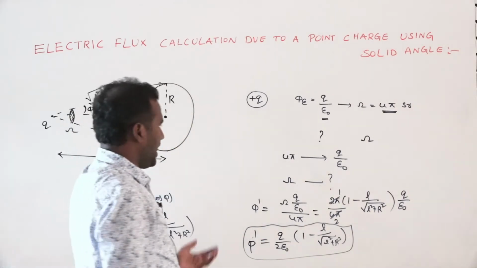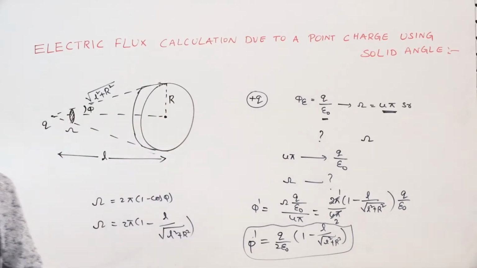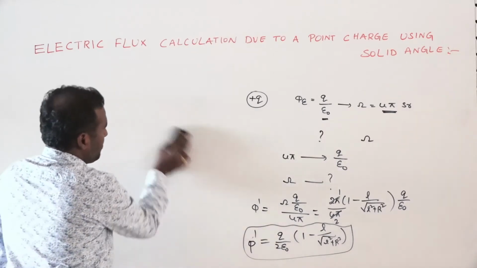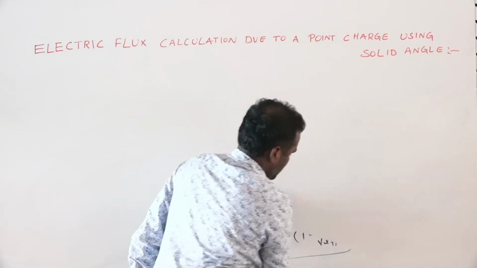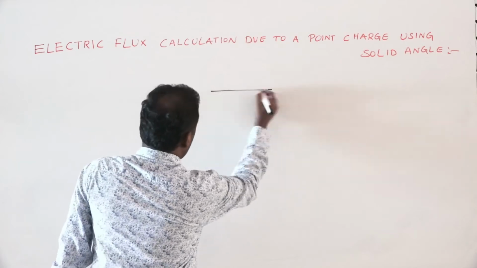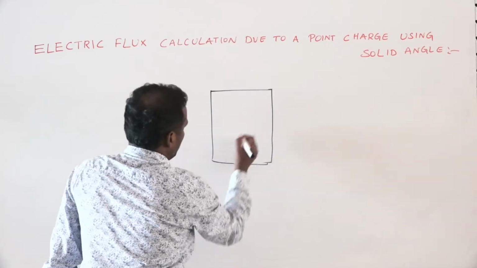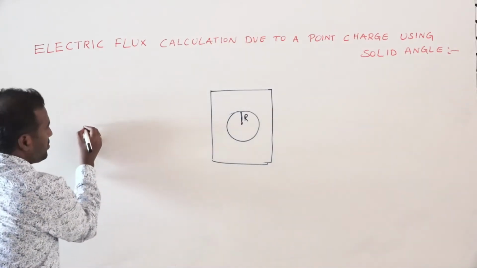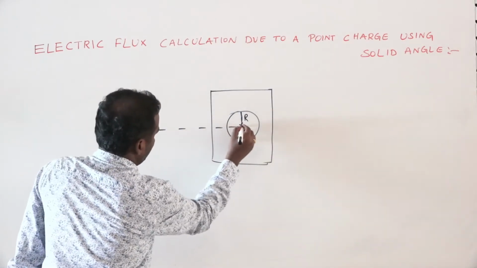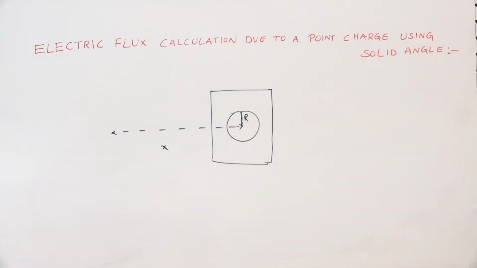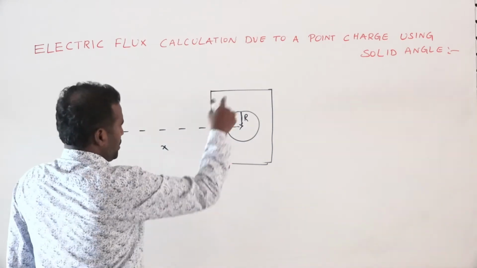So, one more example we will analyze by using a solid angle. Let us suppose a point light source having a power of 100 watt is placed at a distance x from the center of a hole in a cardboard. The radius of this hole is r. Then find the power passing through the hole in this sheet.